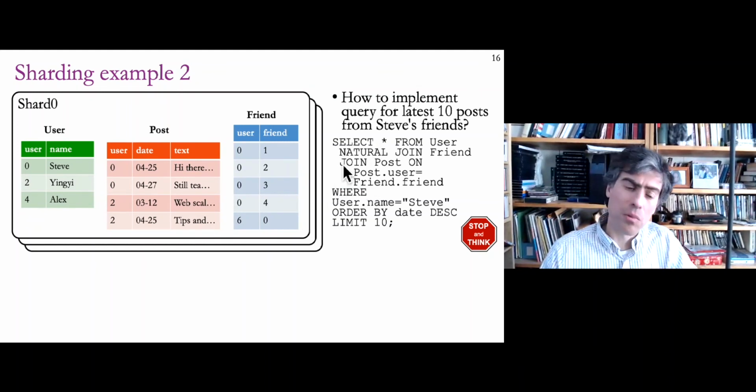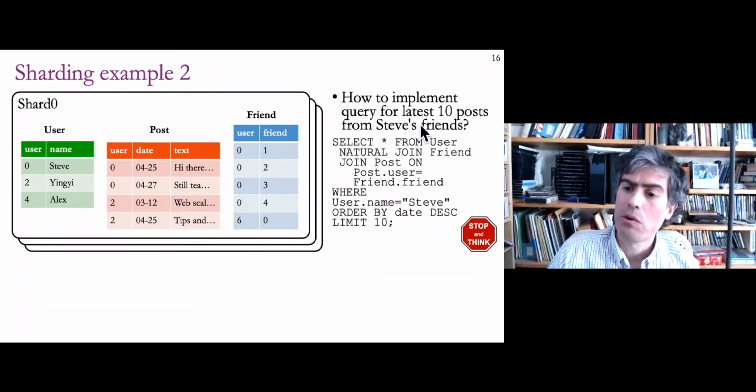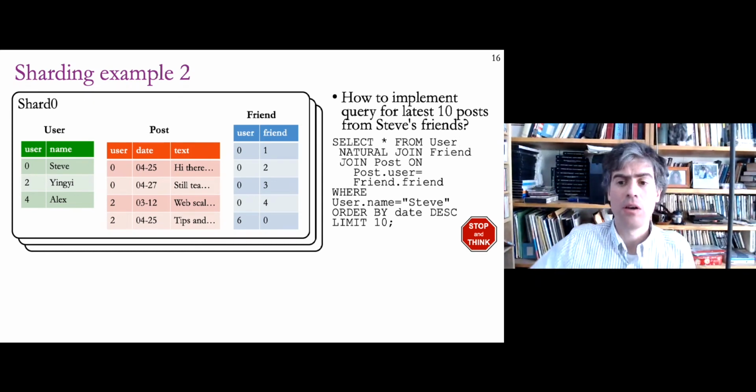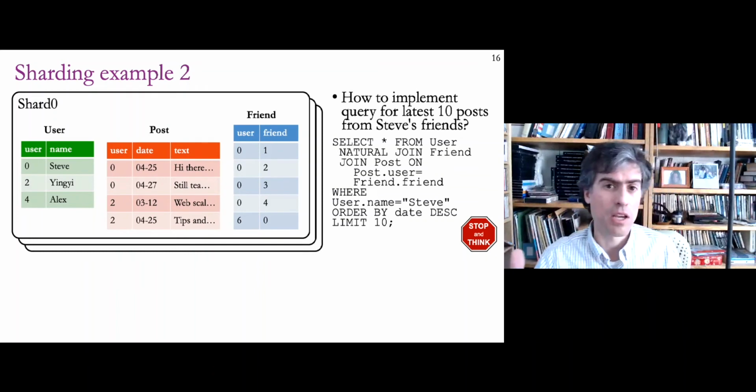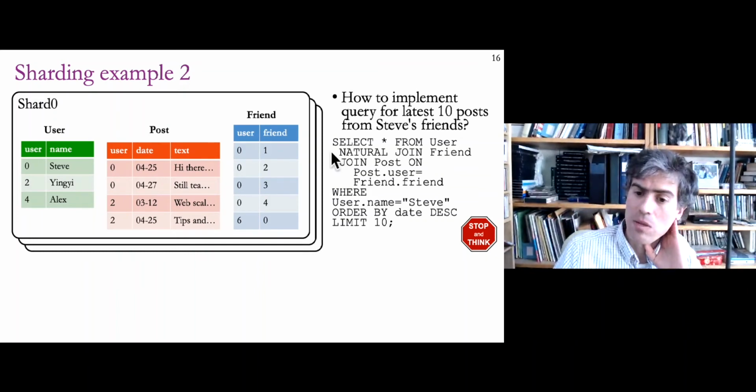So if I have a more complex query now, in this case, I want to query for the latest 10 posts from Steve's friends. Now, if you think about that, that's a very natural query to do in a social media application, right? When I open the application, I want to see recent posts from my friends. So behind the scenes, a query like this would be executed.